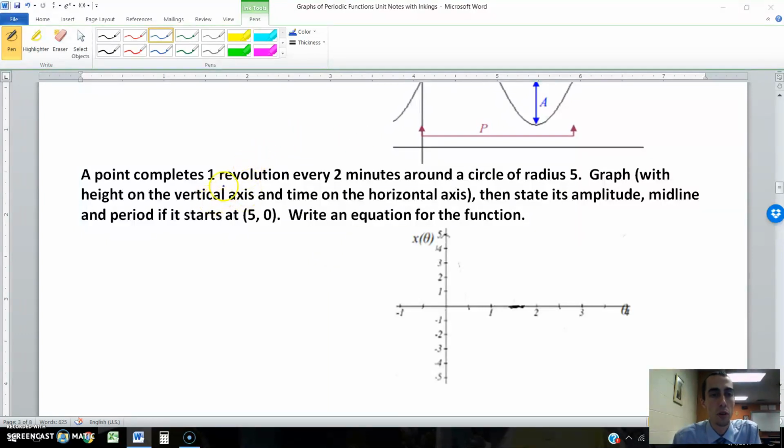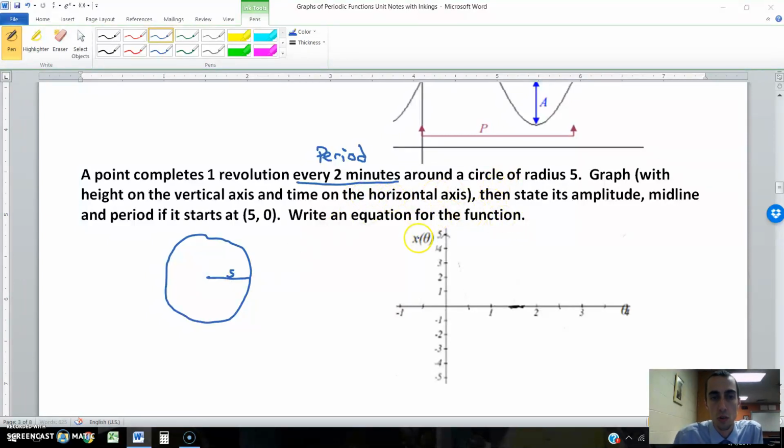So we have a point which completes 1 revolution every 2 minutes. So this is the amount of time it takes for something to repeat. So we can guess that this is going to have something to do with the period of our graph. It goes around a circle of radius 5. So let's draw that out or sketch that out here. We've got a circle of radius 5.